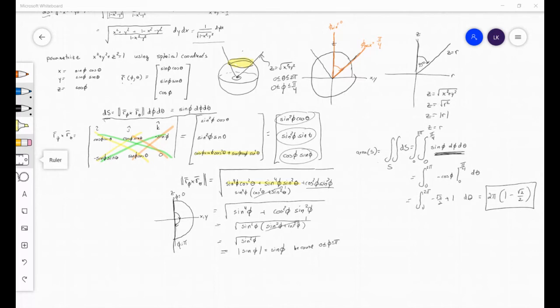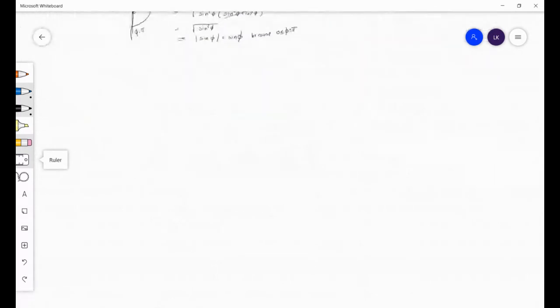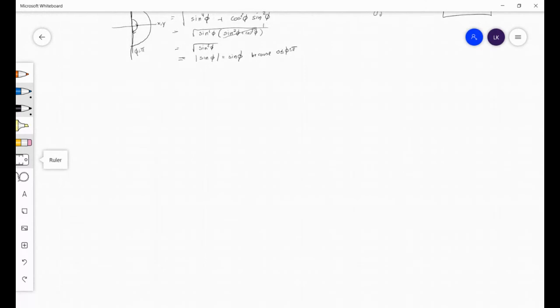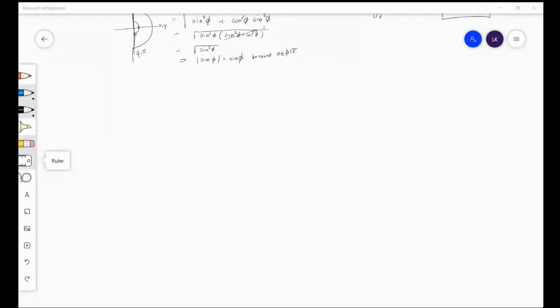All right, so let's find the surface area of a cone. How to find the surface area of a tetrahedron. Okay, tetrahedron.